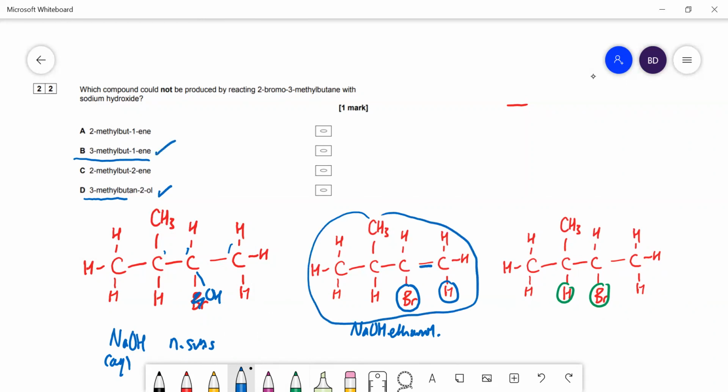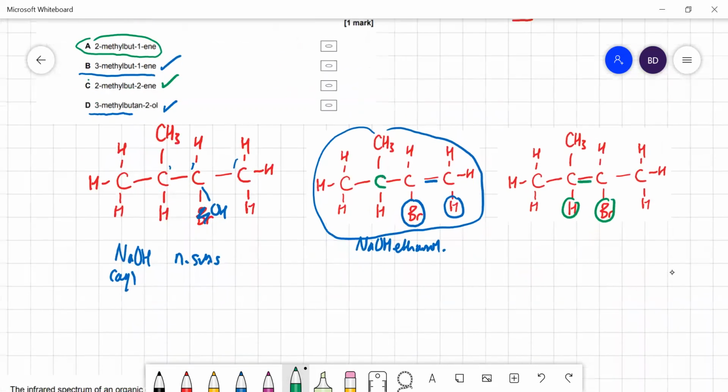3-methyl-but-1-ene. So you can produce that. Or if you do it in that one, you're going to end up with the double bond there, which is 3-methyl-but-2-ene. So yes, you can get that one. So that means you can't get this one. 2-methyl-but-1-ene, you can't get that because the methyl group has moved from position number 3 to number 2. There's nothing we know about that can make a methyl just hop positions like that. So A is the wrong one there. That's the one you want to choose.